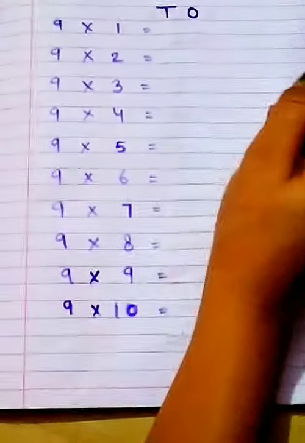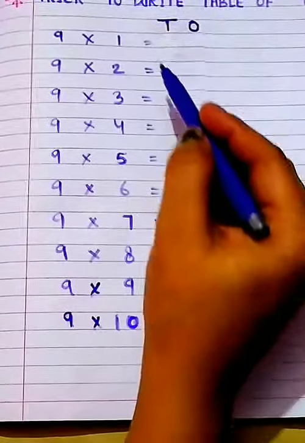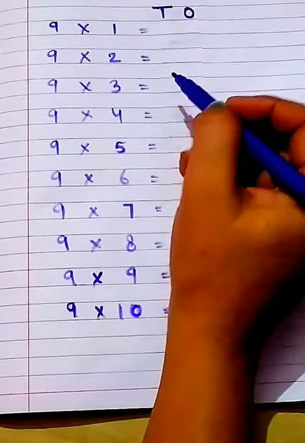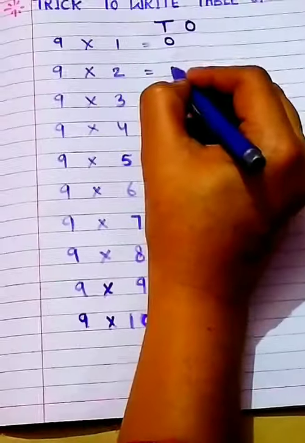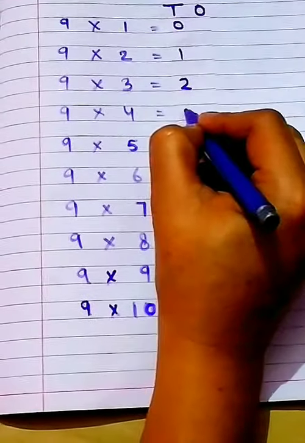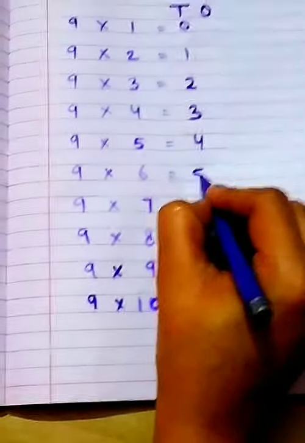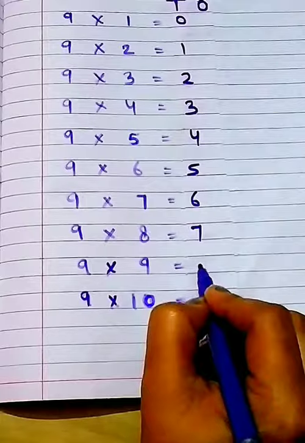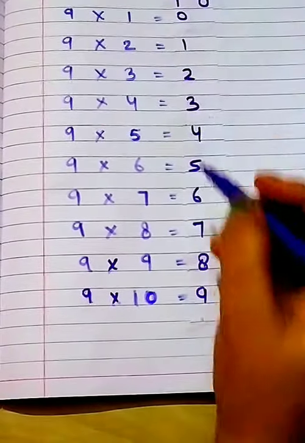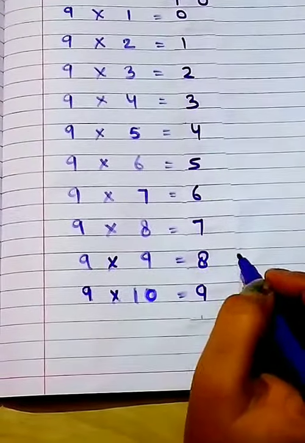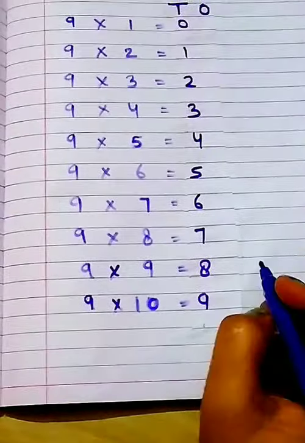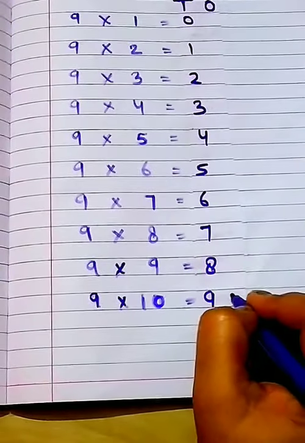To write table of 9. First we will write 0 to 9 top to bottom. Then we will write 0 to 9 bottom to top.